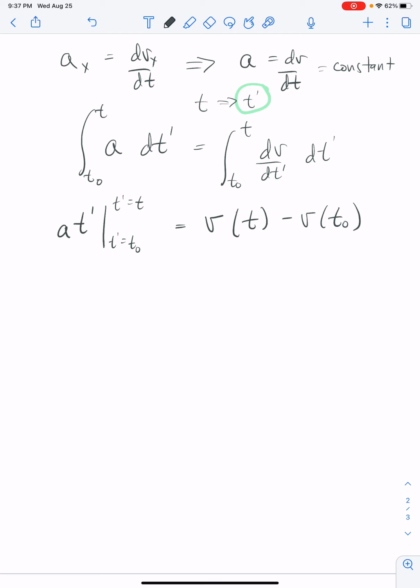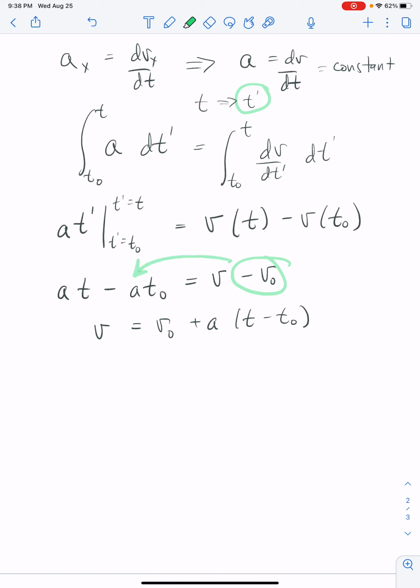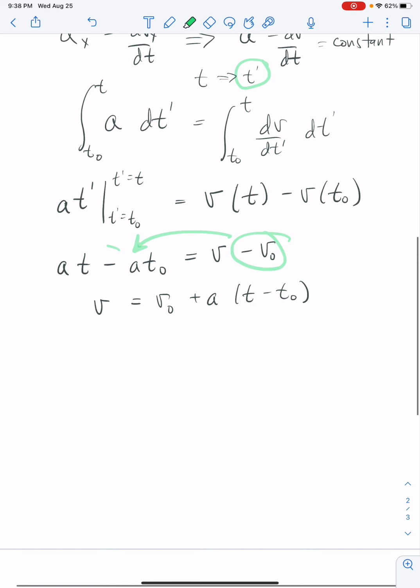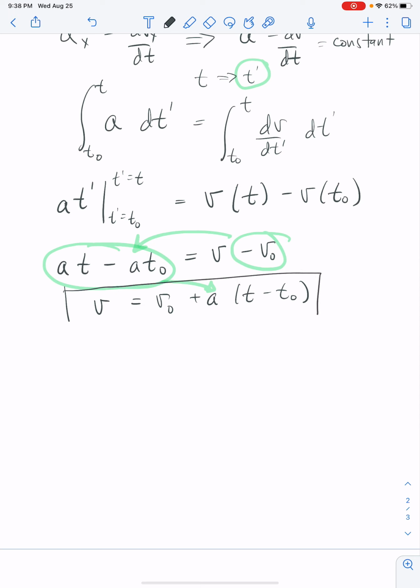All right, so now if I plug in for the two endpoints of my interval on the left side, I get a t minus a t naught. And then on the right side, I'm just going to call v of t just v, and v of t naught we're going to call v naught. And so that leaves us this equation, which we can rearrange to write as v equals v naught plus a times (t minus t naught). Here I've moved my v naught to the other side of the equation, and then I have flipped my left and right side, okay? And then I have pulled an a out, since that was multiplied by both t and t naught. So this here is our first kinematic equation.